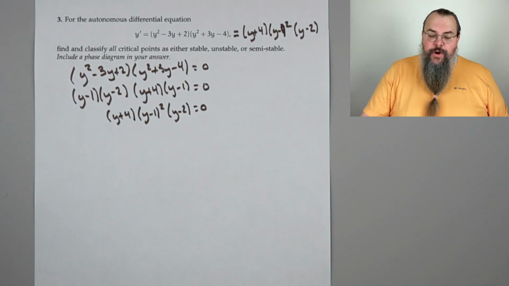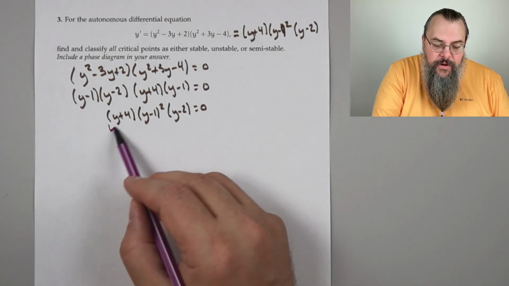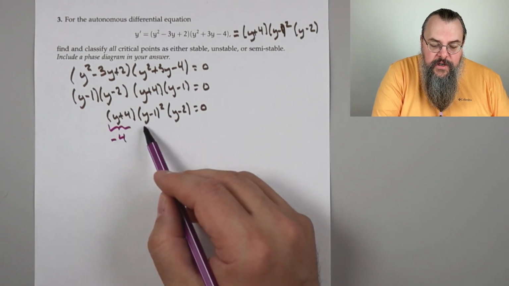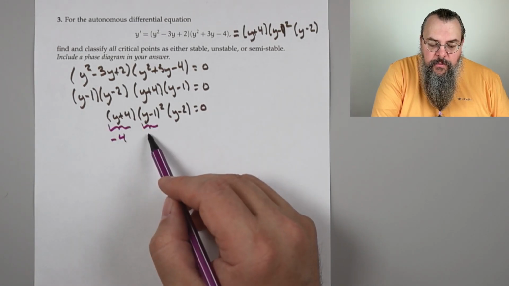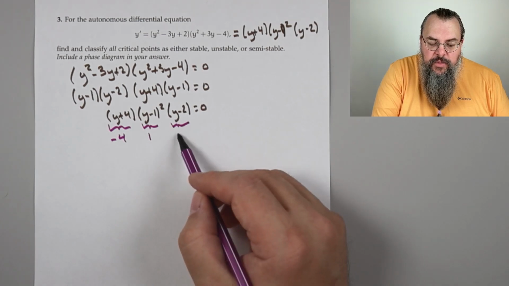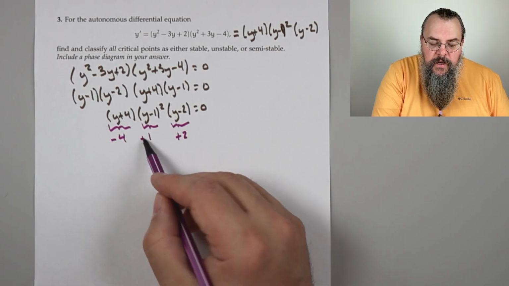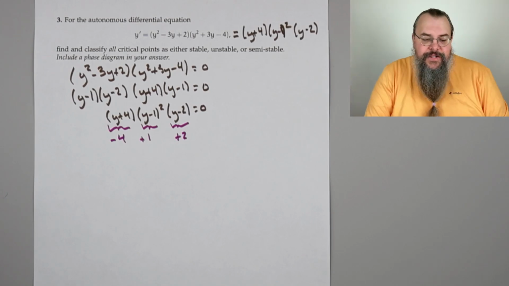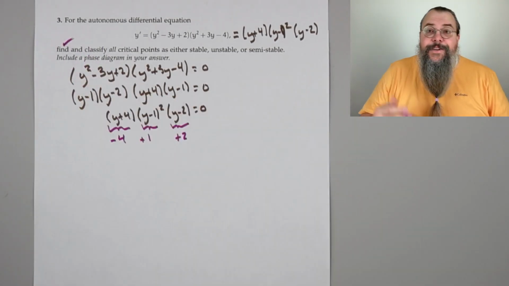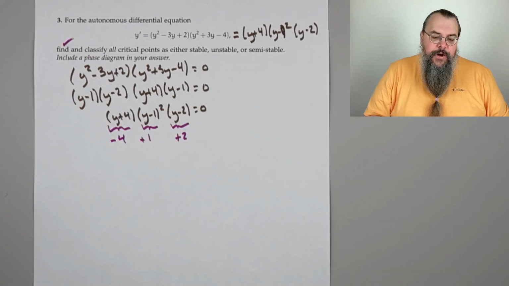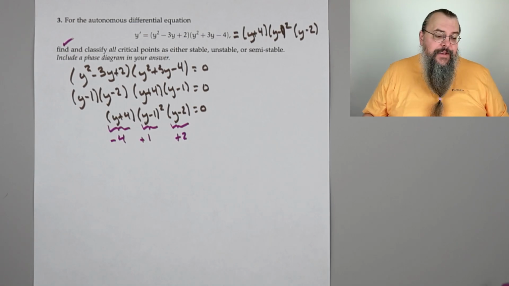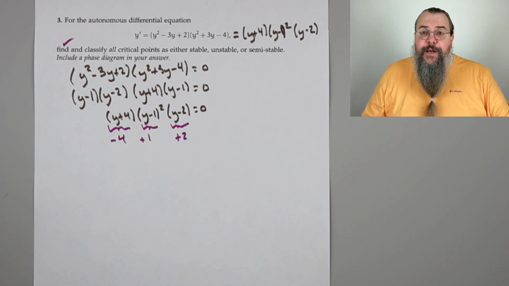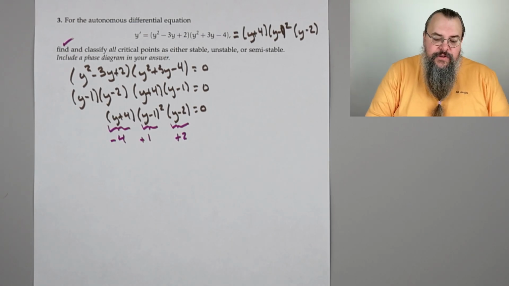Okay, so wonderful. So now we know the critical points. Well, there's a negative 4, there's a plus 1, and there's a plus 2. All right, so what comes next? We have to classify. For classifying, I really like phase diagrams, and we have to have a phase diagram in our answer anyway, so let's do that.